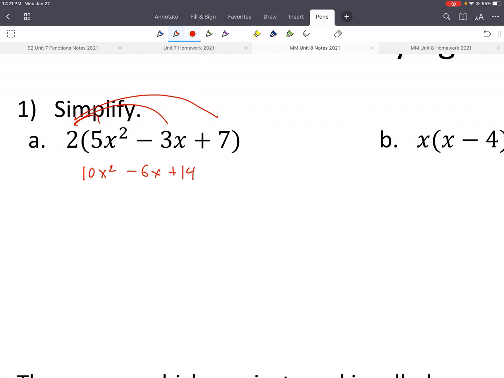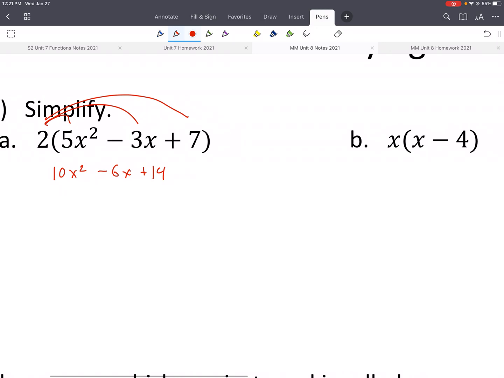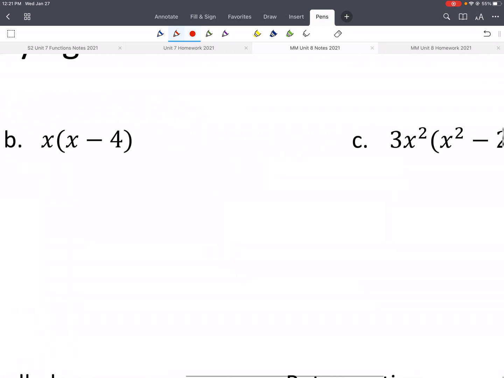All right, try and see if you can do B and C. It'd be just a good review, and we're going to be talking about that in a minute. All right, so hopefully you gave this a try. X times x is x squared, and this would give us a negative 4x.